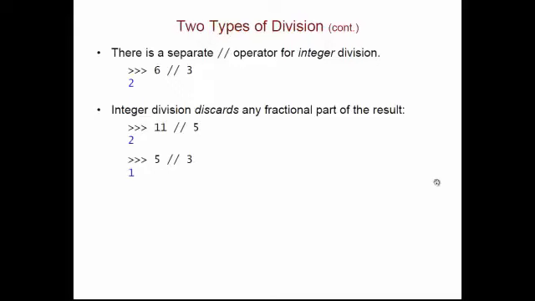5//3 is going to give me 1. So again, we're throwing away what comes after the decimal. And it's important to realize here that it does not round, right? If it did, 5/3, which is 1.66666, would give me 2. But I'm not getting 2, I'm getting 1 because we're not rounding, we're truncating.